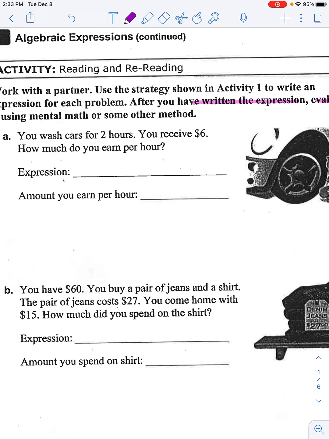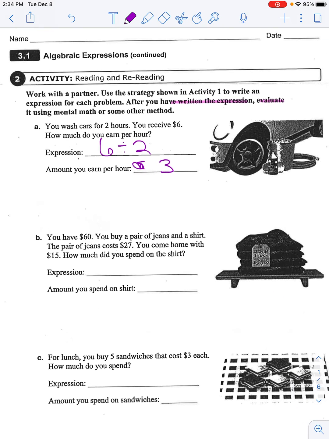Some of these are easier than others. On A, it says you wash cars for 2 hours, you receive $6. How much do you earn per hour or each hour? So on this one, obviously we're receiving $6. We work for 2 hours. How much did we earn per hour? $3 per hour.